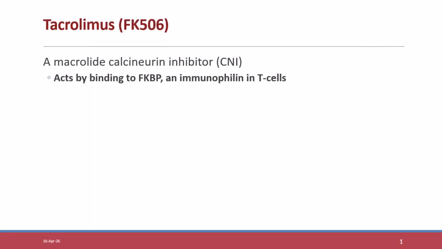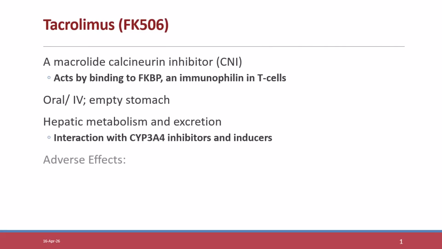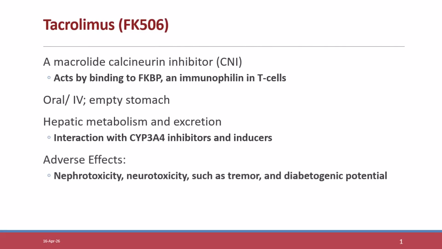Tacrolimus is a macrolide calcineurin inhibitor and is one of the most important drugs in modern transplant pharmacology. It acts by binding to FKBP, and this complex inhibits calcineurin, thereby reducing interleukin-2 transcription and suppressing T-cell activation. Clinically, tacrolimus is often preferred over cyclosporin because it is more potent and is associated with lower acute rejection rates in many transplant settings. However, this greater potency comes at the cost of important adverse effects, particularly nephrotoxicity, neurotoxicity, such as tremor, and diabetogenic potential.